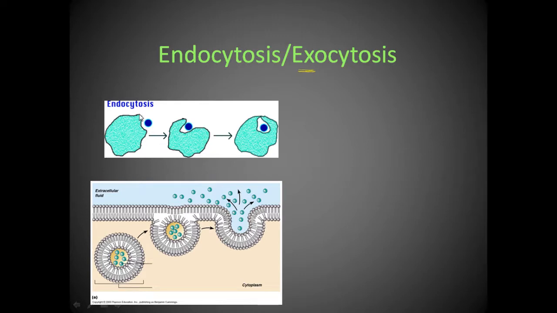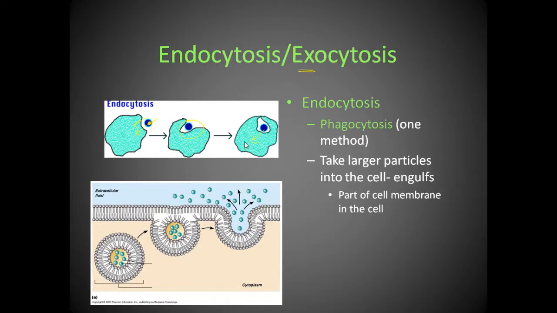So here what you see, this molecule right here, whatever this is, that's got to be brought into the cell, it can't fit through the membrane because it's too big. It can't fit through a channel protein because it's too big. So literally what the cell is going to do, it's going to engulf it like a Pac-Man, surround it with its cell membrane, and bring it into the cell. And that is endocytosis.